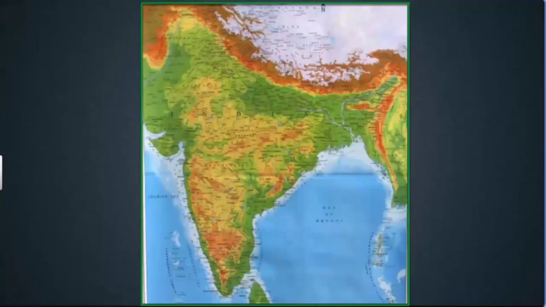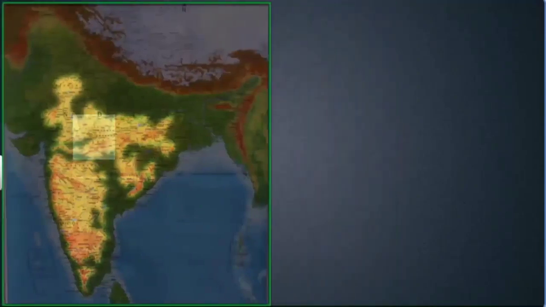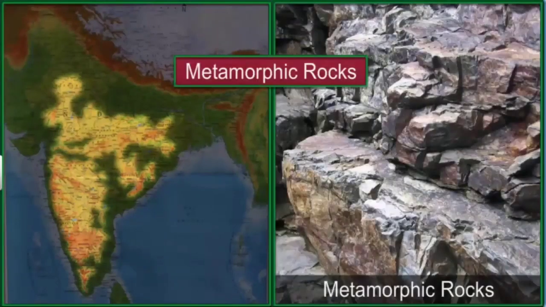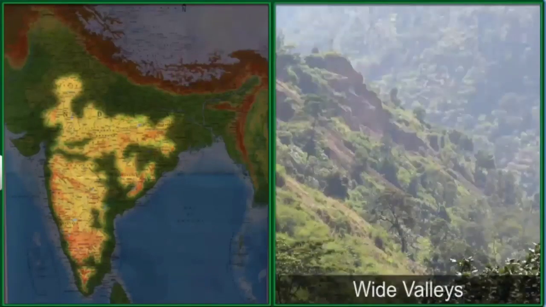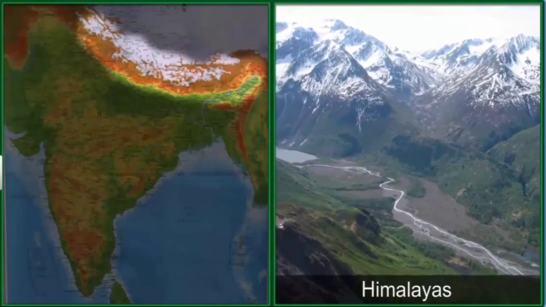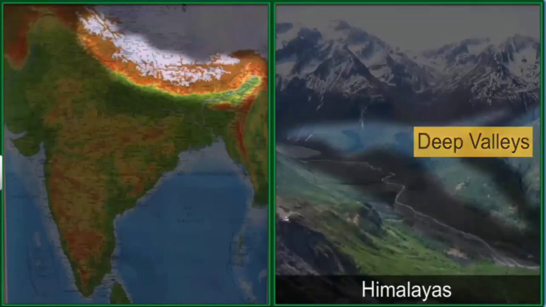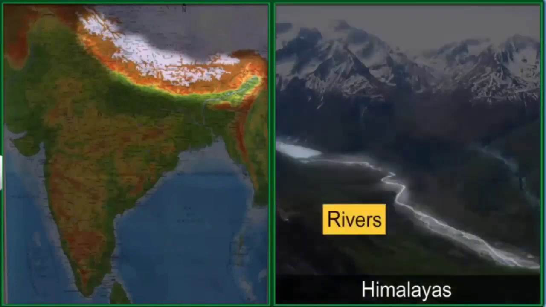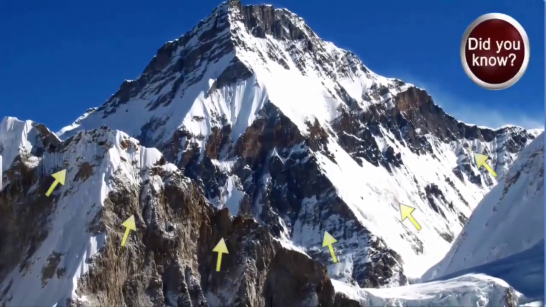Different physical features of India were formed at different times. The oldest physical feature is the Peninsular Plateau. It is composed of igneous and metamorphic rocks and has hills and wide valleys. The Himalayas are a relatively younger physical feature. They consist of high peaks, deep valleys, and rivers that are fast-flowing. Geologists believe that the Himalayas are still continuing to rise by 1 centimeter every year.